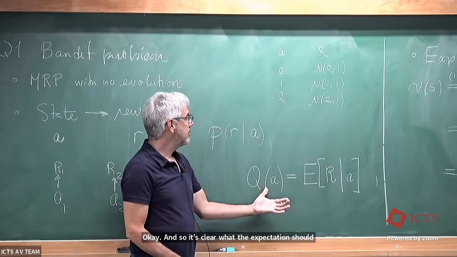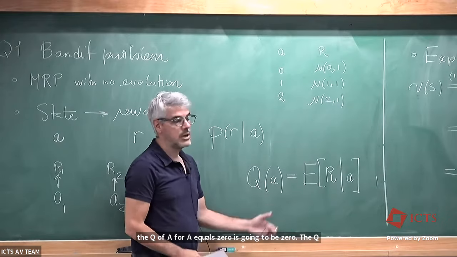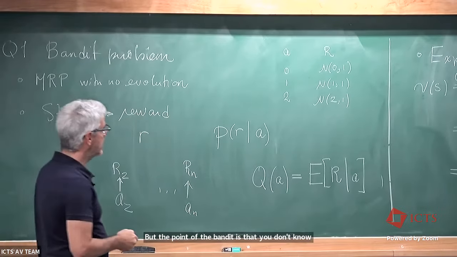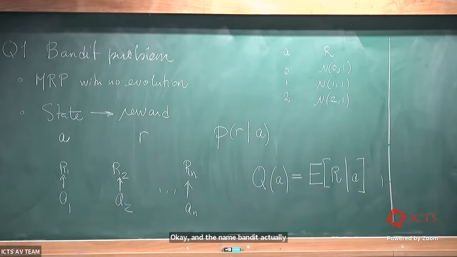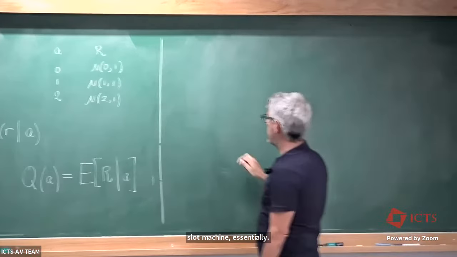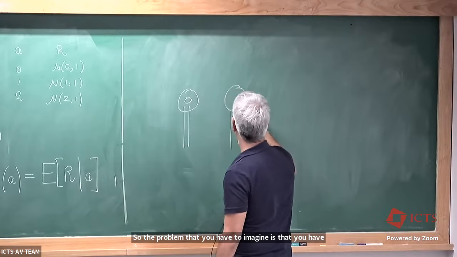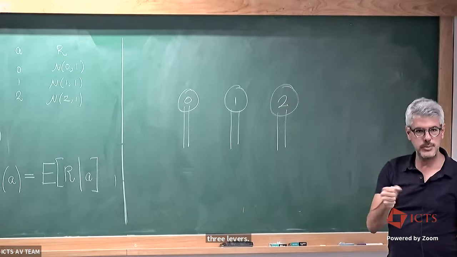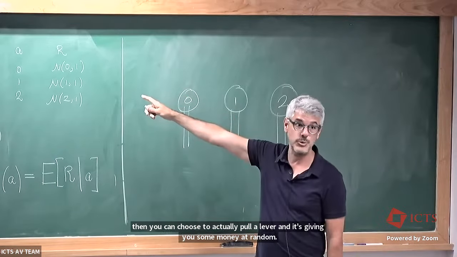The Q of A for A equals 0 is going to be 0. The Q of 1 will be 1. The Q of 2 will be 2. But the point of the bandit is that you don't know first what the reward is. Okay, and the name bandit actually comes from slot machine, essentially. So the problem that you have to imagine is that you have 3 levers. And then you can choose to actually pull a lever, and it's giving you some money at random according to these distributions. But you don't know this, right?